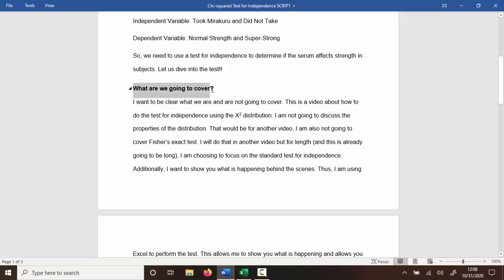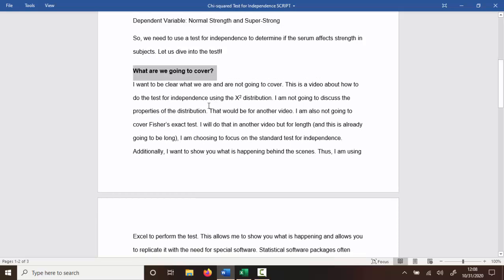But before we do, I want to talk about what we're actually going to cover in the test. I want to be clear what we are and are not going to cover. So this is a video about how to do the test for independence using the chi-square distribution. I am not going to discuss the properties of the distribution. That would be for another video. I'm also not going to cover Fisher's exact test. I'll do that in another video, but for length, and this is already going to be pretty long, I am choosing to focus on the standard test for independence using chi-squared and the maximum likelihood.